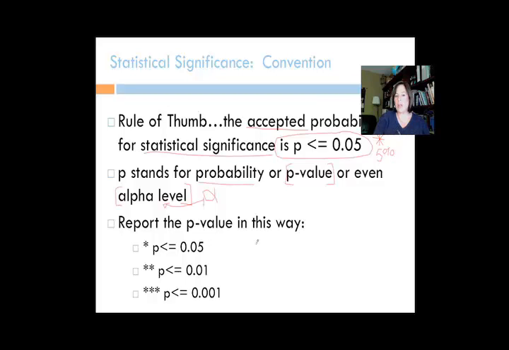P-values are reported like this, with an asterisk. One asterisk means p less than or equal to 0.05. Two asterisks mean p less than or equal to 0.01, which is less than this. So all these are statistically significant because these numbers get smaller, they're less. Three asterisks, p less than or equal to 0.001. And that's it. This is all that you would report. You could just report the asterisks. And I'll show you some examples of how researchers do this.